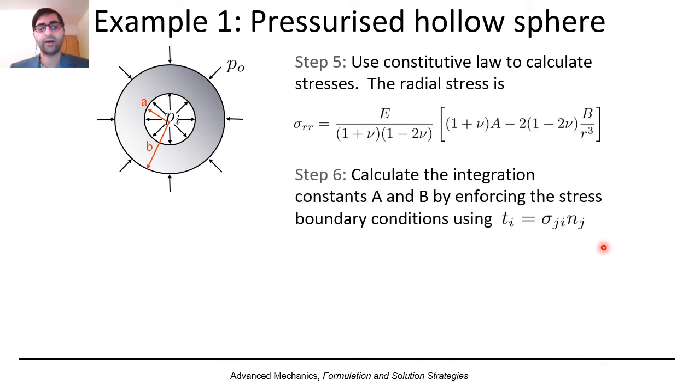Okay, now we have to calculate the integration constants A and B by enforcing the stress boundary conditions. We use the traction stress relation at the boundary surfaces to find the boundary values for stresses, and then use that to find the constants A and B.